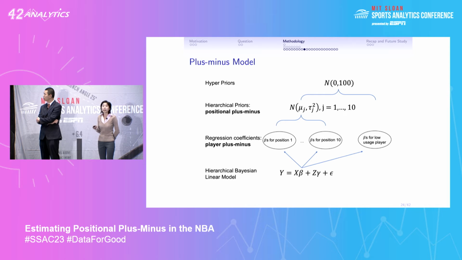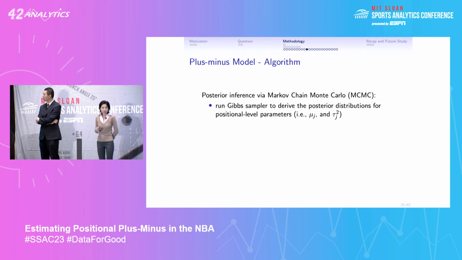We also put non-informative priors without the hierarchical structure. Due to the conjugate priors, posterior inference can be done using a standard Gibbs sampler, which iteratively samples all the model parameters from their posterior distributions.